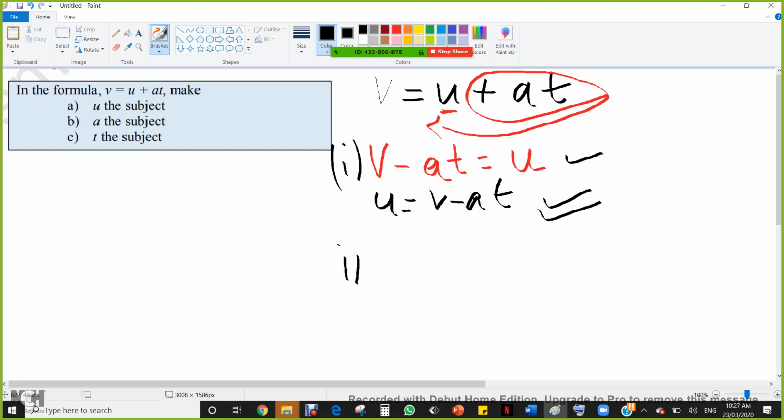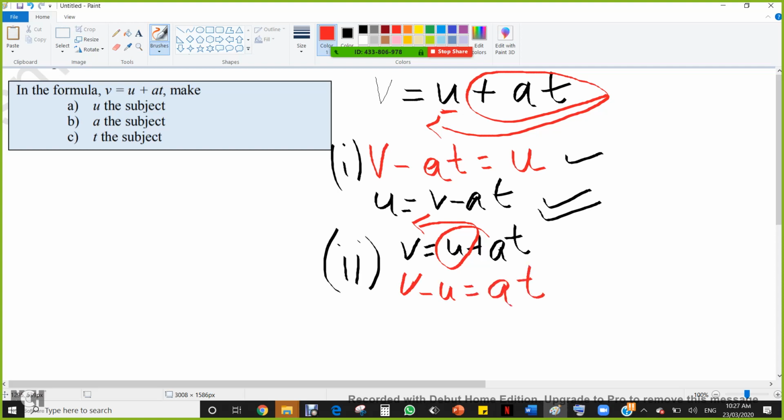Part 2 now. You understand, Tom? Yeah. Okay, great. Part 2, we have to make A the subject of the formula now. So V is equal to U plus AT. So the easiest thing to carry across is the U. So you get V minus U is equal to AT. And what do we want as the subject? A. So what we simply do is take the T and carry it across.